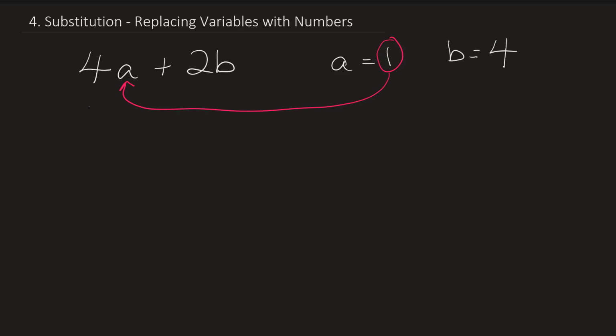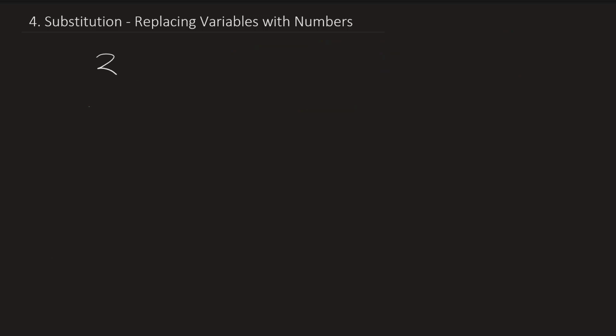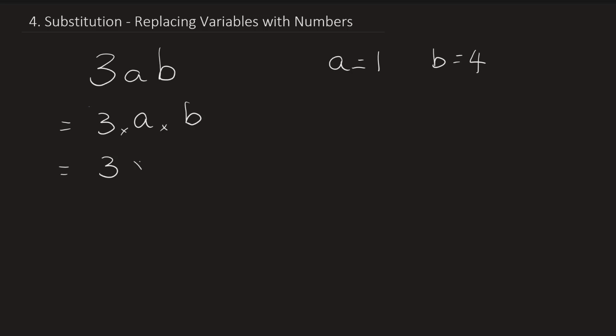Okay, let's try another problem. Let's take a look at this one: 3ab. And let's just use the same values of a and b. So a is 1 and b is 4. So 3ab is 3 multiplied by a multiplied by b. So this is going to be 3 times 1 times 4, and my answer is 12.